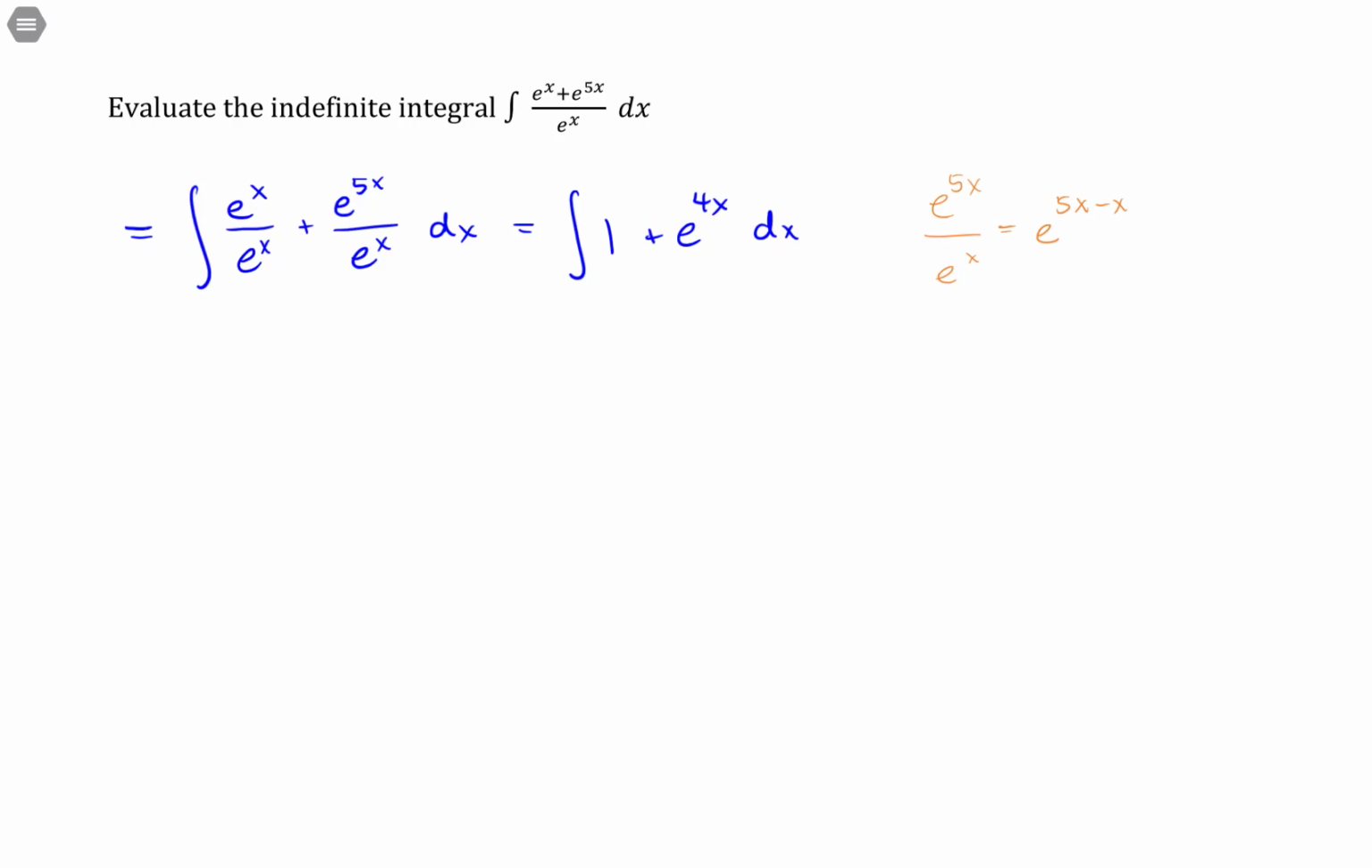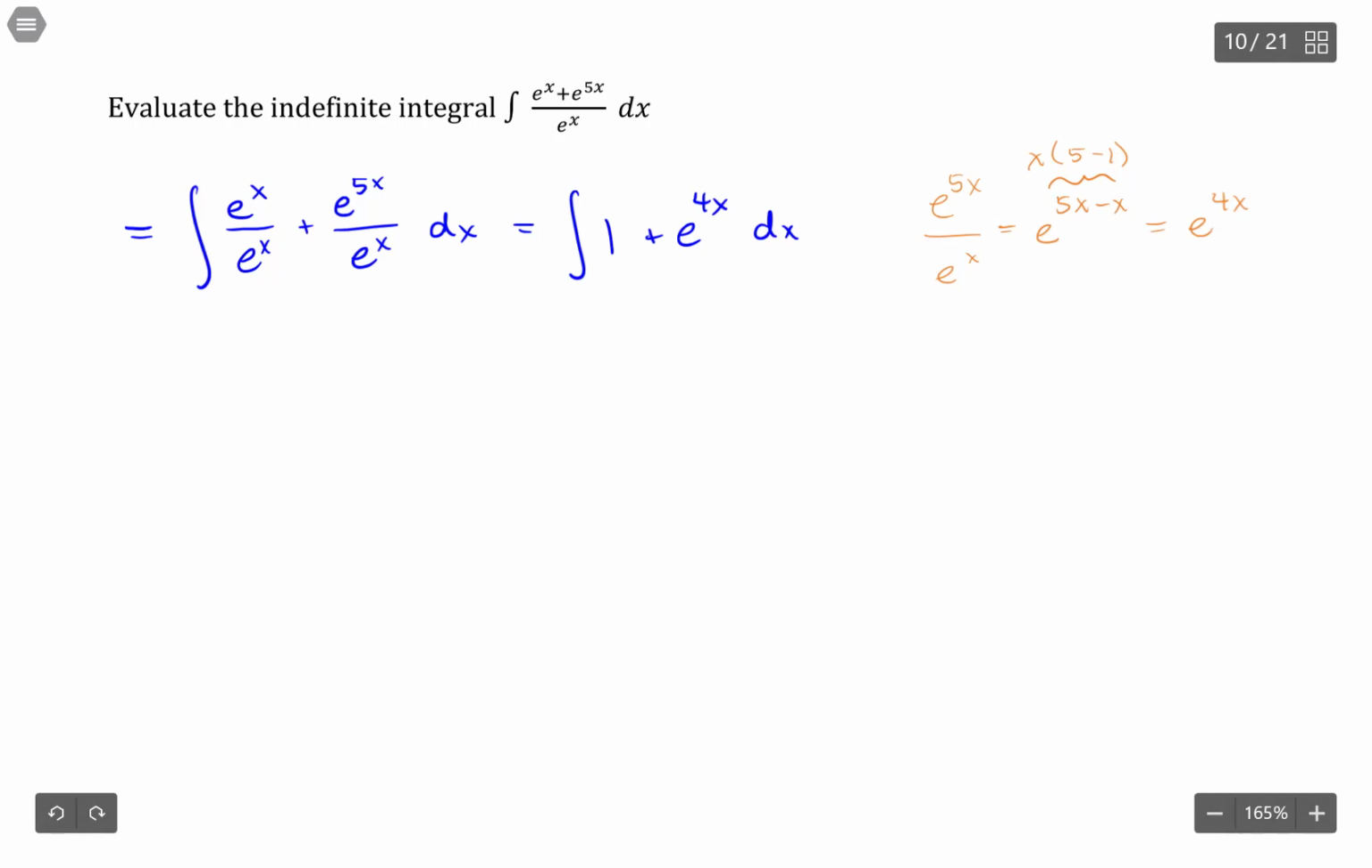These are now algebraically considered like terms, and like terms can be combined. 5x minus x is 4x. And if you're still uncertain about that, use the distributive property. x can factor out of these two terms and leave you the constants 5 minus 1. And I think you can be pretty certain that 5 minus 1 is 4, so 4 times x.